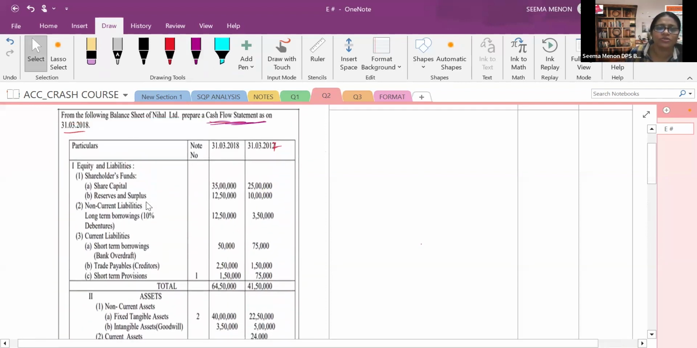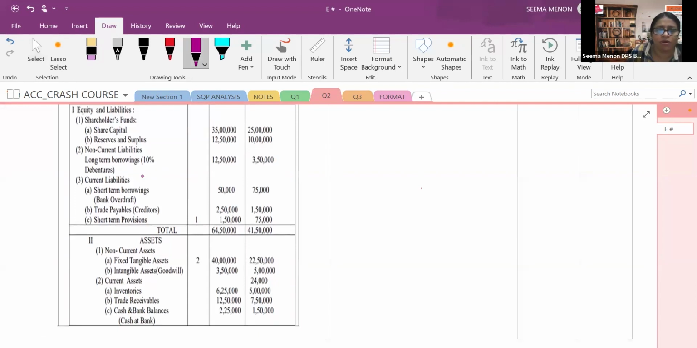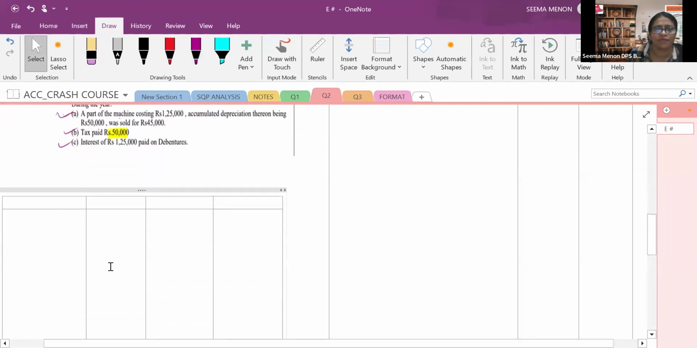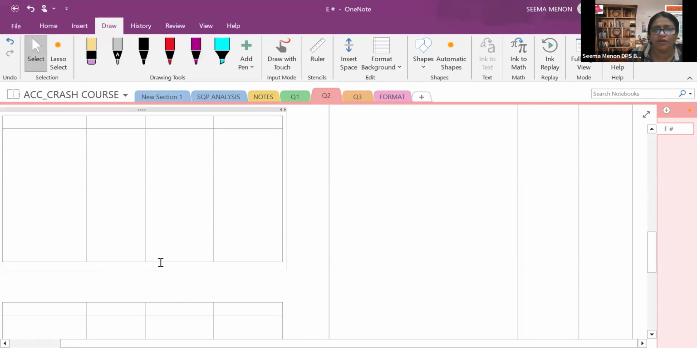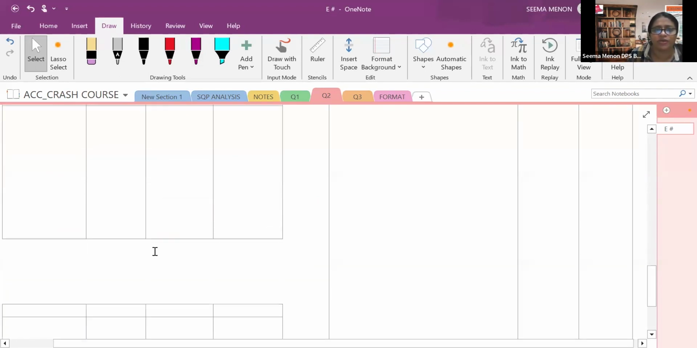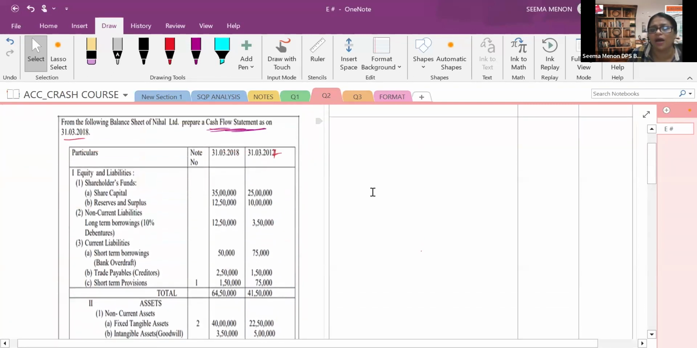Then moving into the question, you can see there is share capital, reserves and surplus. Then comes long-term borrowing, short-term borrowing, then trade payables, short-term provisions. There are so many items. So first, let's start with the additional information. So let's draw the account. After drawing the account, we will be proceeding into the full-fledged question.